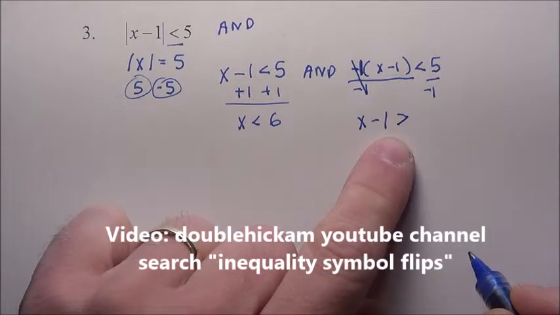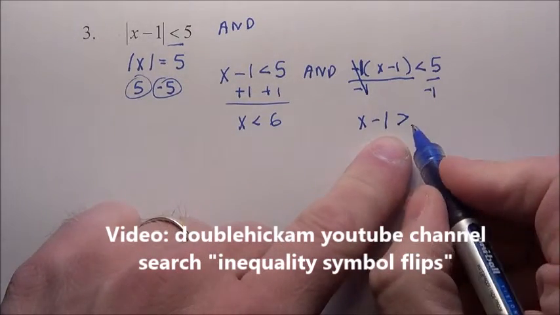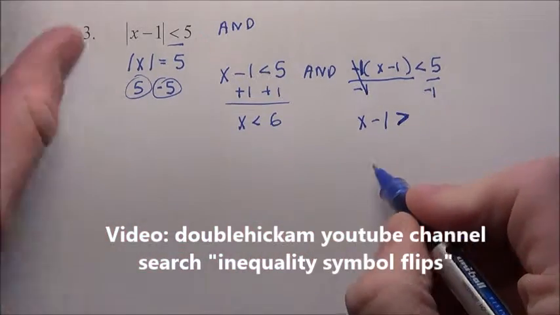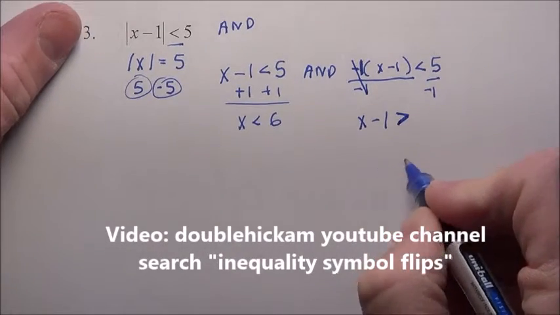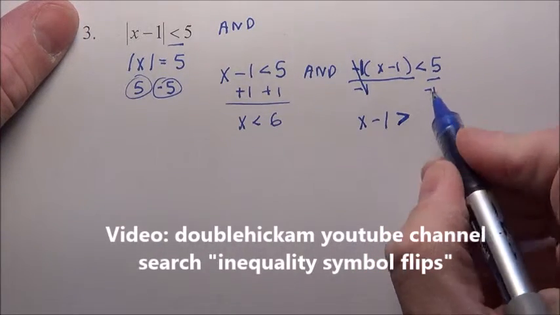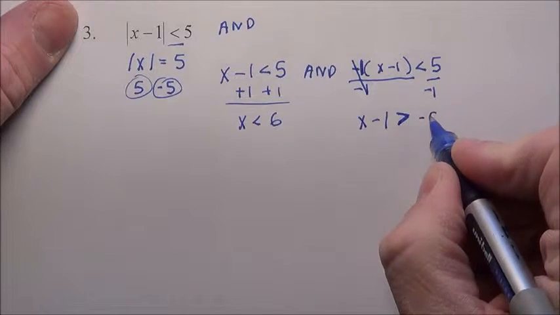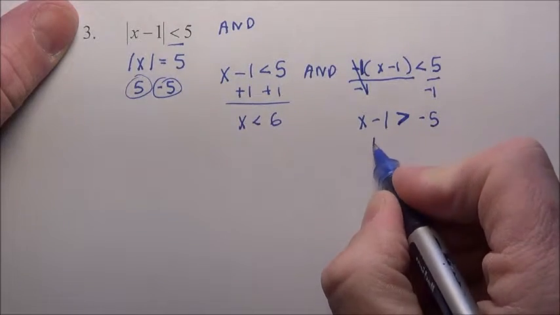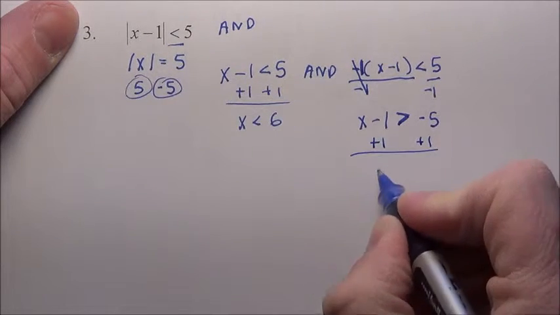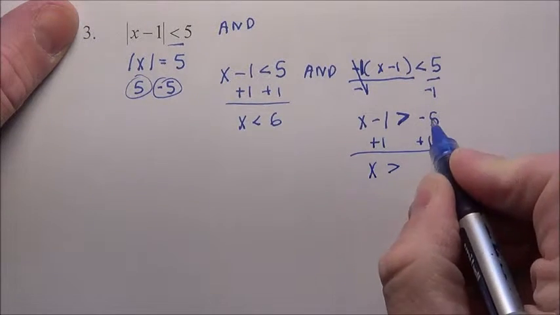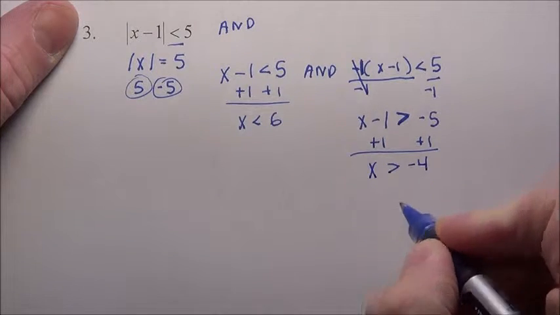Again, I've talked to you all about that and explained why. If you need to see a video on it, hopefully I'll put a little video spot here that you can just click on. 5 divided by negative 1 is negative 5. Add 1, add 1. X must stay bigger than negative 4.